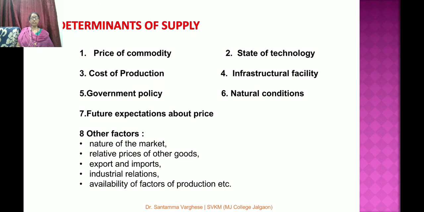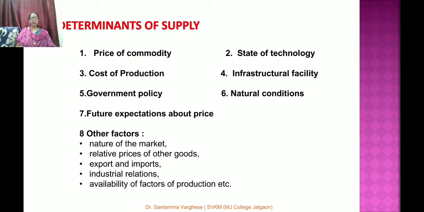The government policies. Favorable government policies may encourage supply and may discourage supply also. Now, what are the government policies? Like taxation, subsidies, industrial production policy. Supply depends upon the different policies of the government.